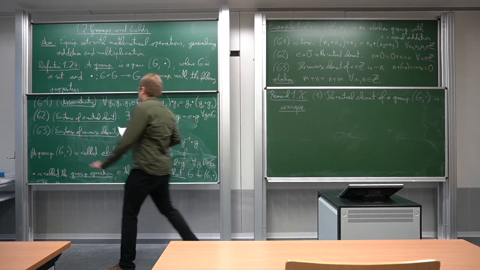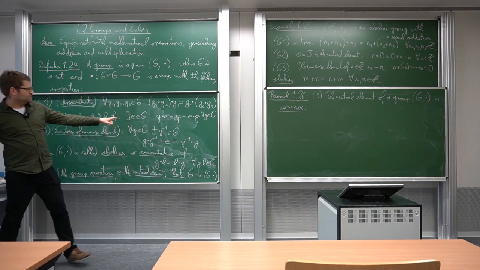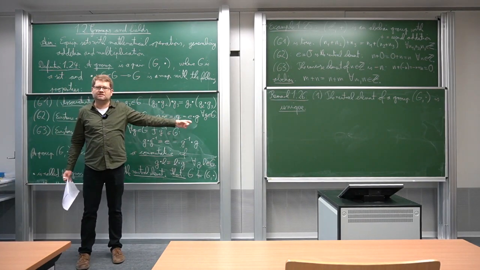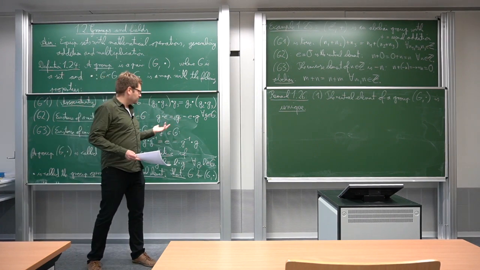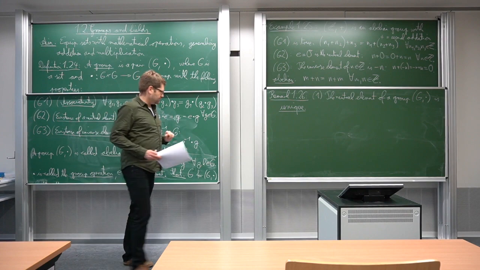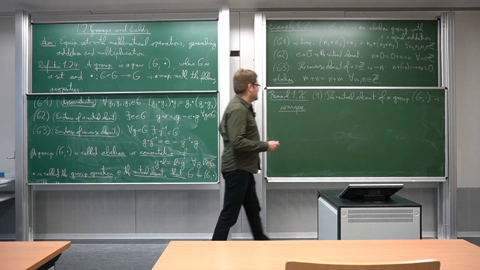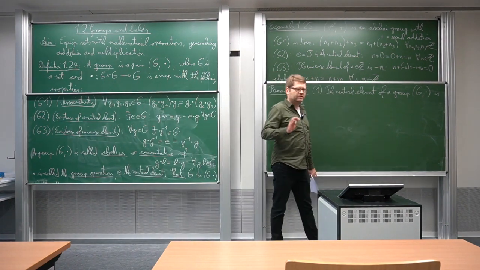Because here I just demand that there is the existence of a neutral element. There is some E such that this property holds, but of course a priori there might be more than one. So there could be several ones, but it turns out this is not the case, because we can derive from these properties that there can be no two different neutral elements.